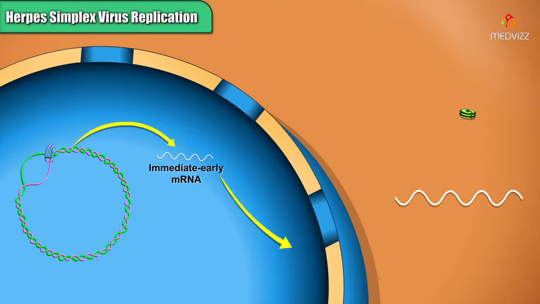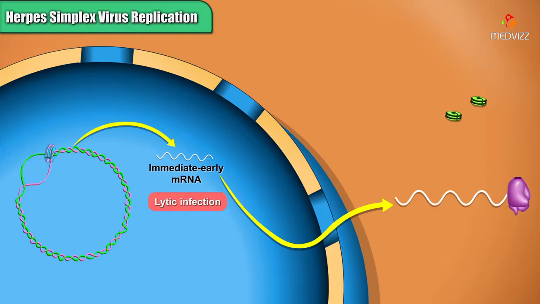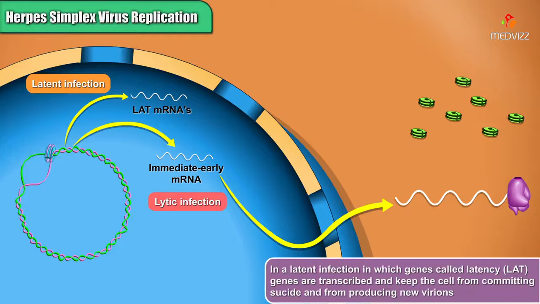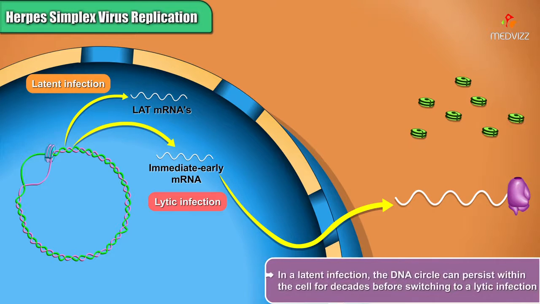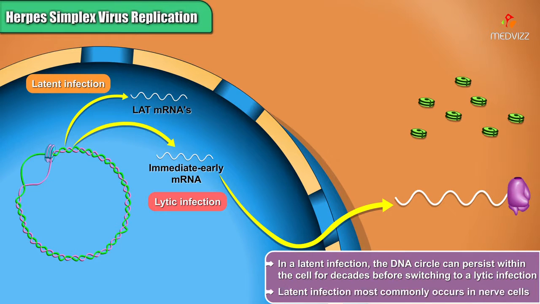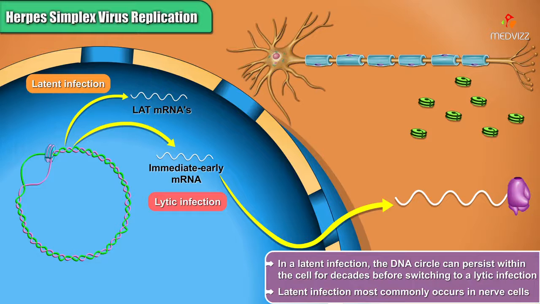In expressing these immediate early genes, the virus has entered a pathway called a lytic infection, in which a cascade of events culminates in the production of new virions. However, the virus could have entered a pathway called a latent infection, in which genes called latency or LAT genes are transcribed and keep the cell from committing suicide and from producing new virions. In a latent infection, the DNA circle can persist within the cell for decades before switching to a lytic infection. Latent infection most commonly occurs in nerve cells.